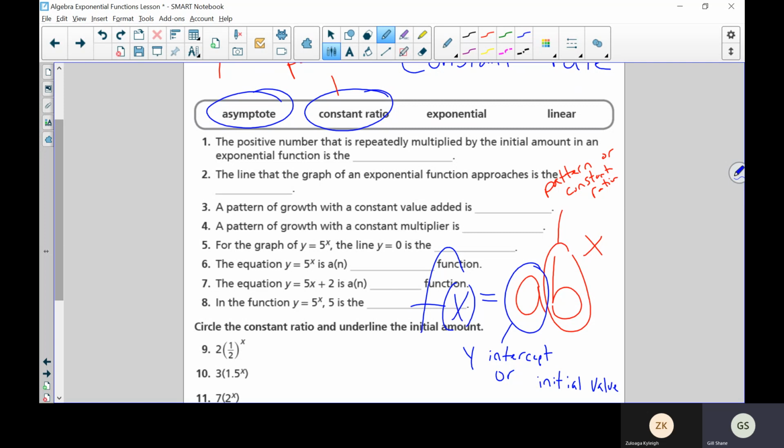So for 9 through 10, they didn't even change anything around. The number on the right, so 1/2, 1.5, 2, and then whatever's below that, those are all what? Yeah, they're the patterns or the constant ratios. They're the B value. All the numbers on the left are the initial amount or y-intercept.